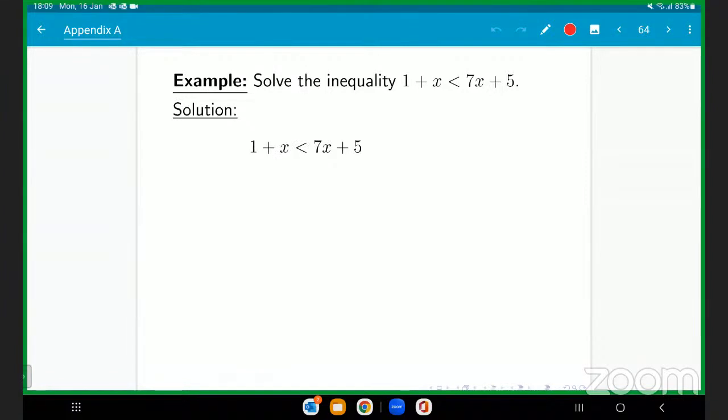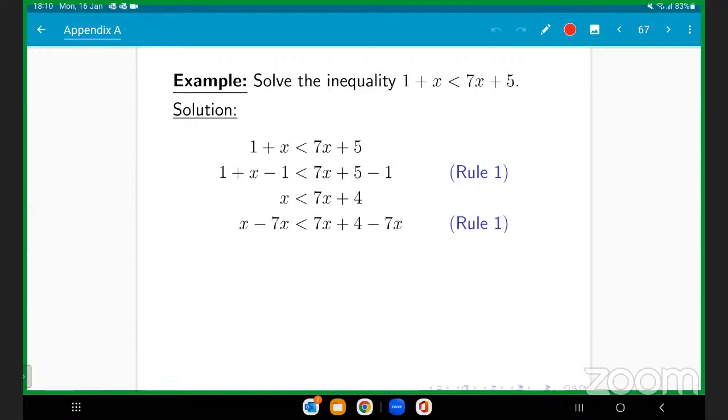1 plus x is strictly less than 7x plus 5. We apply rule 1 in that we can subtract or add a number on both sides. Here we subtract 1 on both sides, and then we end up with x being less than 7x plus 4. Further, we can subtract 7x on both sides to get minus 6x less than 4.